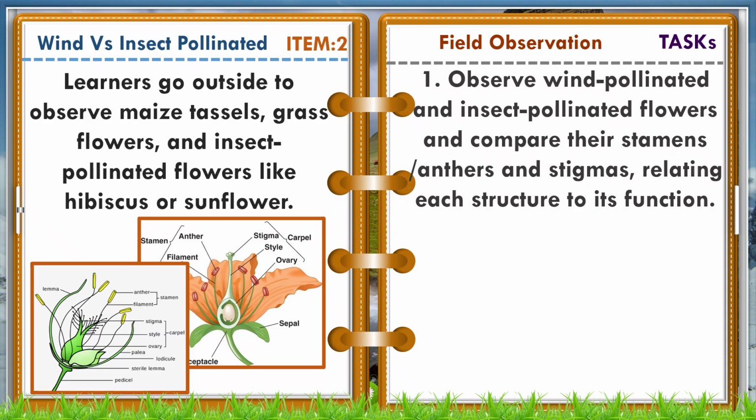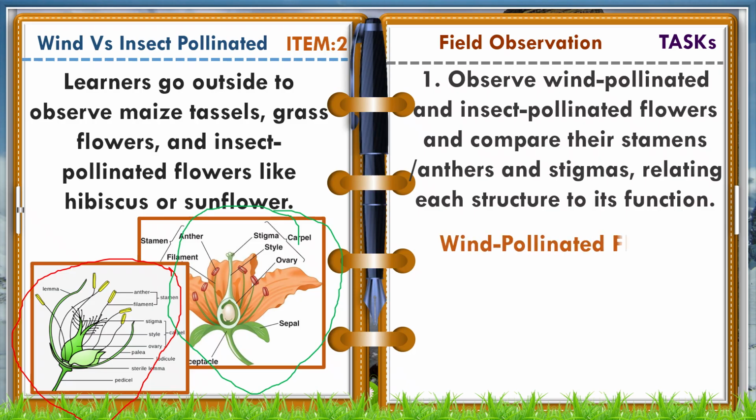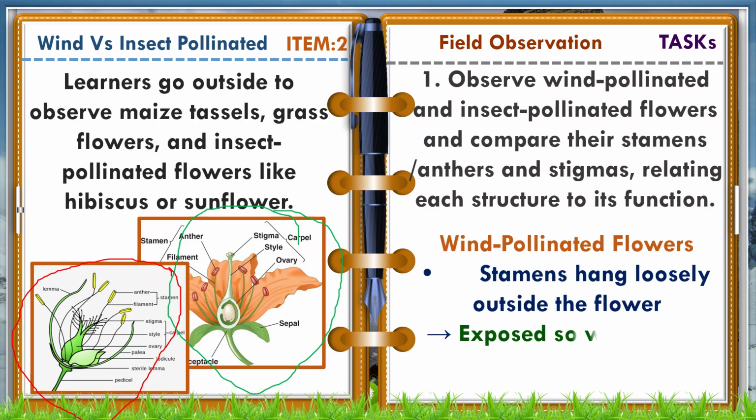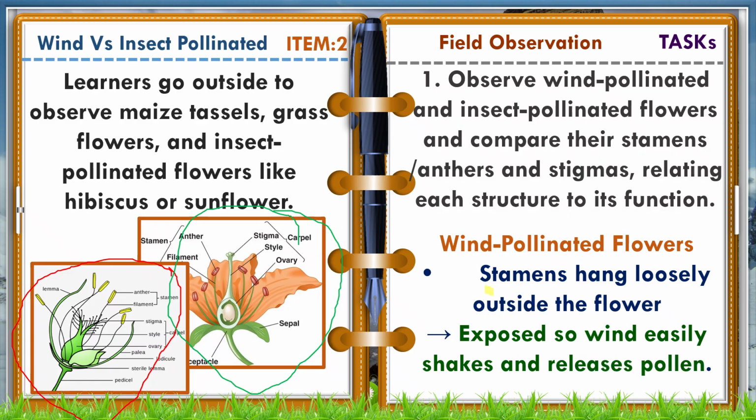Since we have already gone through this, let's look at these two flowers. Which flower do you think is insect-pollinated? Which one is wind-pollinated? At this time, all of us can identify that this one is wind-pollinated and this one here is insect-pollinated. Let's look at wind-pollinated. The stamens hang loosely outside the flower.